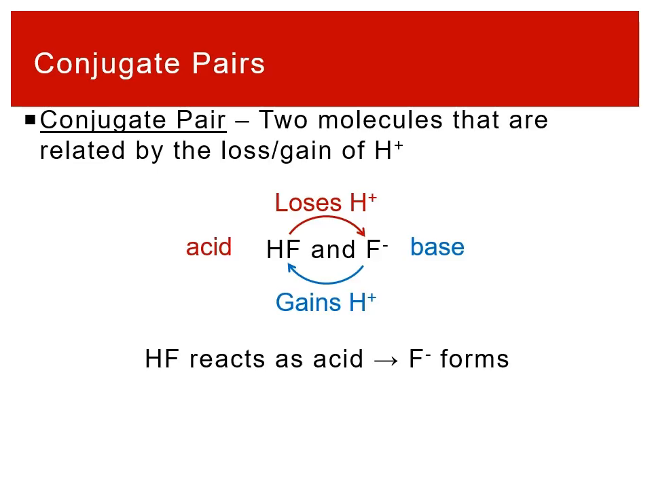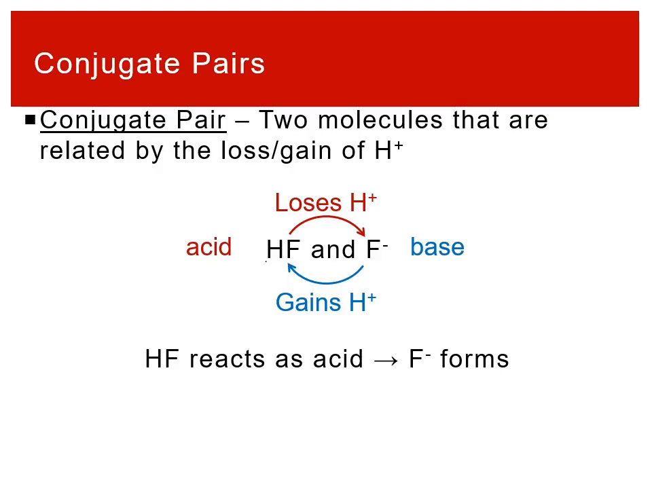In a Brønsted-Lowry acid-base reaction, you have this H plus that's moving around. Those are really small and predictable changes in molecules. So we can define a conjugate pair as two molecules that are related by either the loss or gain of an H plus.